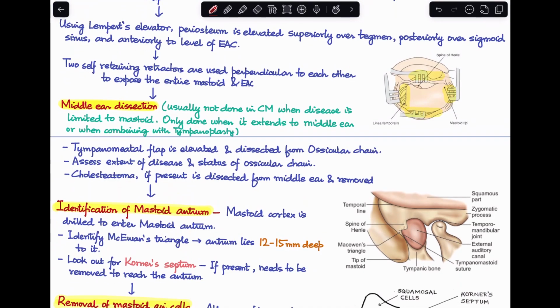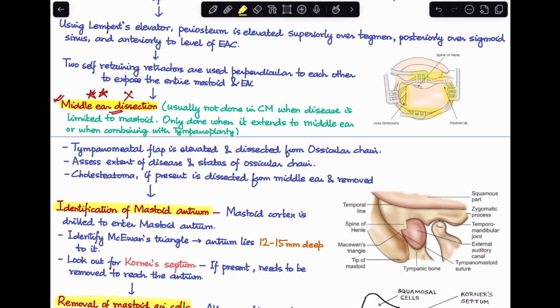So next step over here, this middle ear dissection step, is usually not a part of cortical mastoidectomy. This step is only taken when we are combining cortical mastoidectomy with tympanoplasty or when we are suspecting that there is disease which is extending into the middle ear. Usually, in cases of cortical mastoidectomy, the disease is limited to the mastoid. So, in these cases, we do not perform the middle ear dissection step at all.